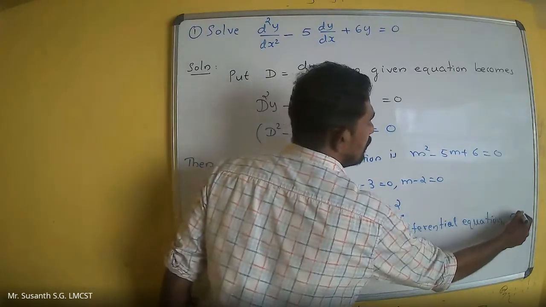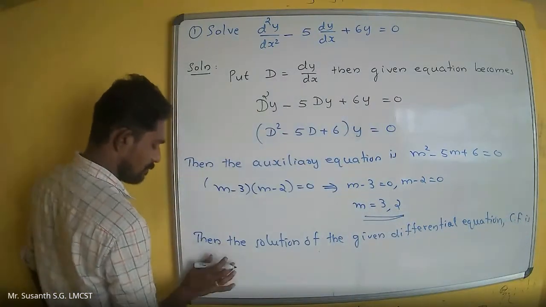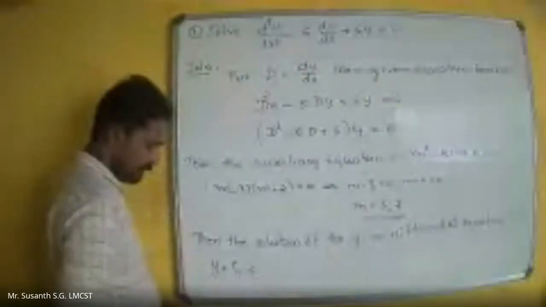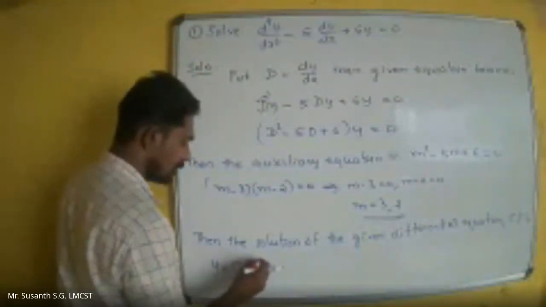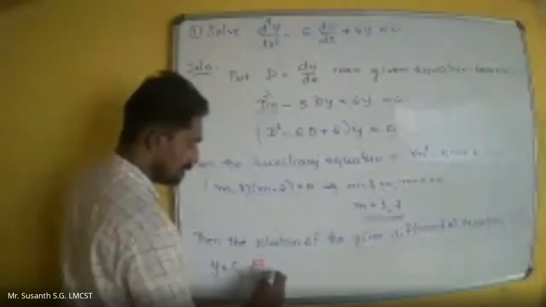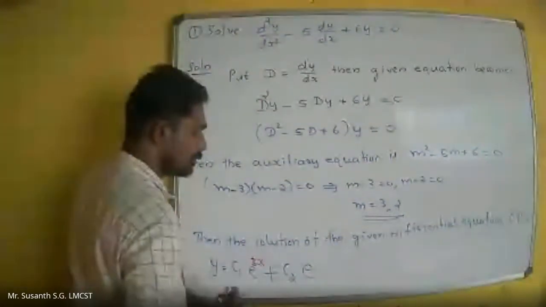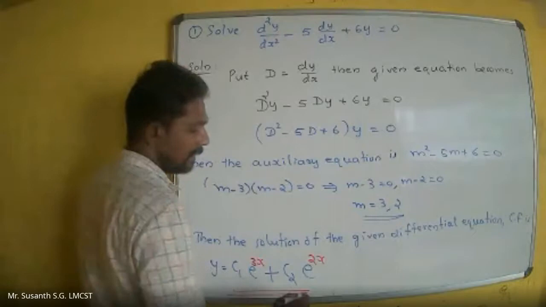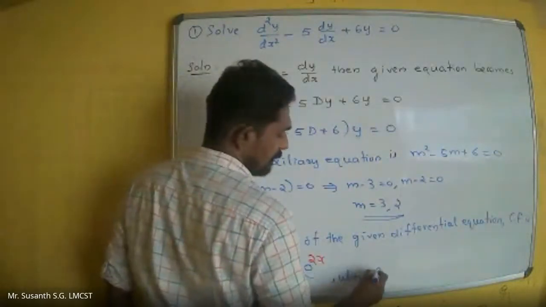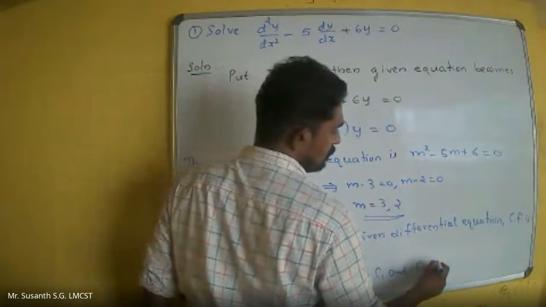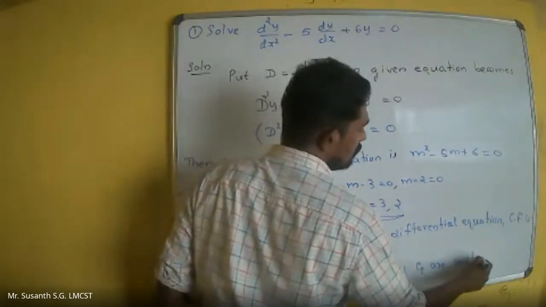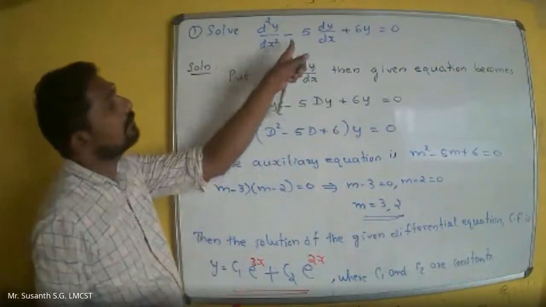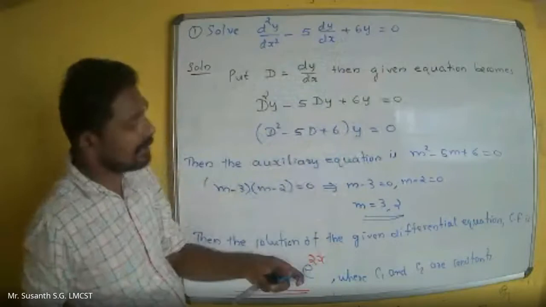The complementary function is y is equal to c1 into e raised to m1, which is 3, so c1 e raised to 3x plus c2 into e raised to 2x, where c1 and c2 are constants. This is the solution of the given differential equation d square y by dx square minus 5 dy by dx plus 6y is equal to 0.